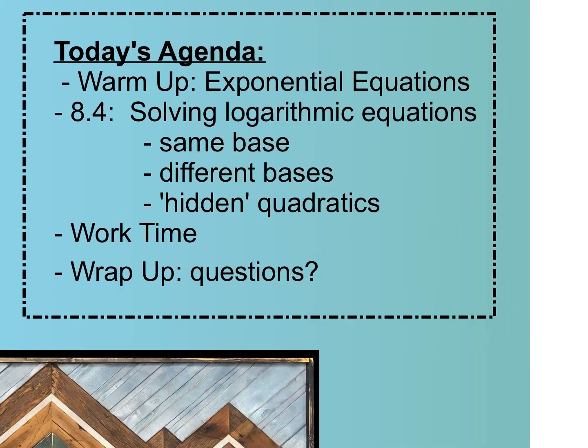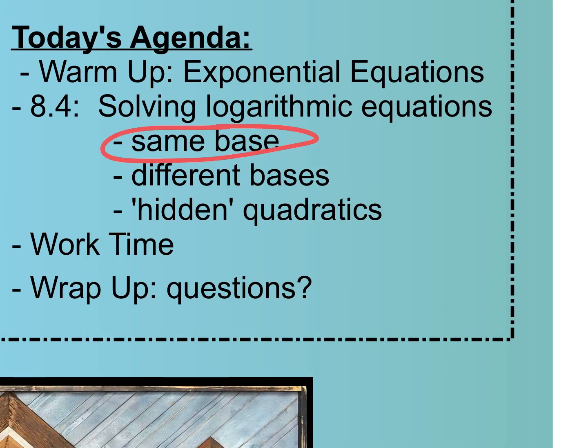I've already gone over these, but when you have the same base, then life is easy. 2 to the x equals 8 to the x minus 4. You would just replace this 8 with a 2 to the what? 2 to the third. That way you've got the same base, and then this just has to equal that. All right. Next up, different bases.